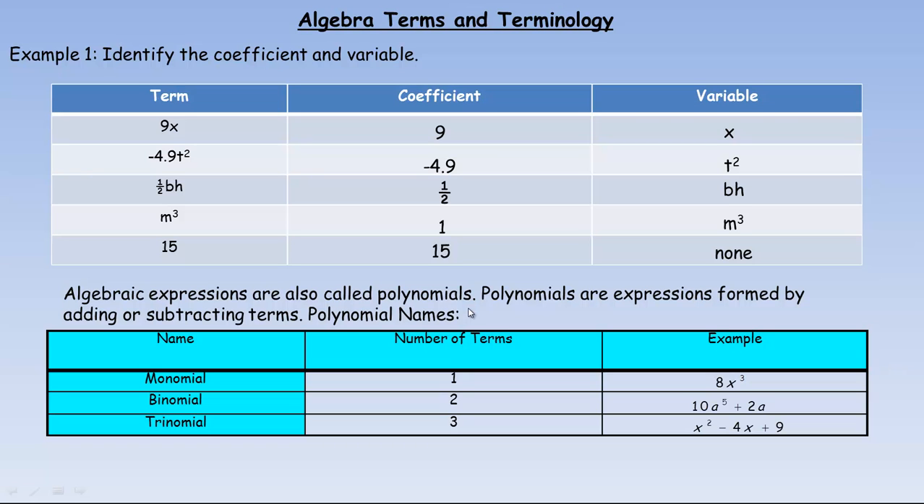Now, algebraic expressions are also called polynomials, and we'll probably look at a more strict definition of what a polynomial is in a later lesson in this course, but we'll just say a polynomial is a group of terms added or subtracted together. So if we have a polynomial with one term, it's called a monomial, and here's an example, 8x cubed. There's one term there. A binomial has 2 terms, just like a bicycle has 2 wheels. And so here's an example of a binomial, 10a to the 5th plus 2a. A trinomial, just like a tricycle, has 3 wheels, has 3 terms. So x squared minus 4x plus 9 is an example of a trinomial.